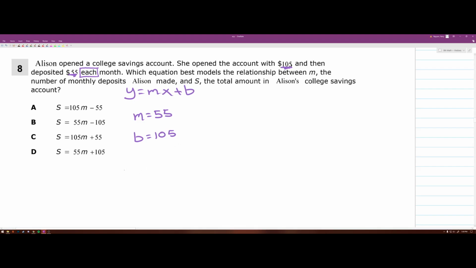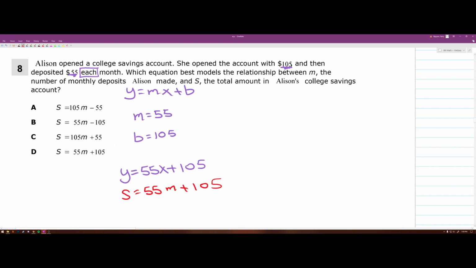So when I rewrite it, y will stay the same. So it's going to be y equals 55, because we know what m is now, x plus our b, which is 105. And if we look here, all of our problems are in s's and m's. So that means we can just change the same thing. It means the same thing. So then I can just write s is equal to 55m plus 105. And let's look at which answer choices matches ours.